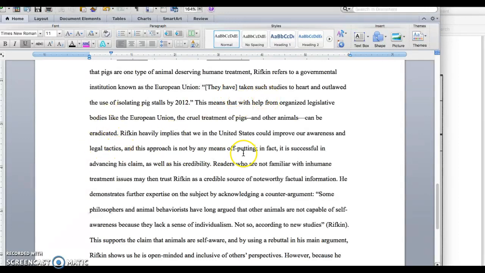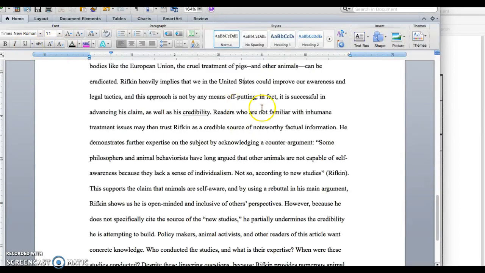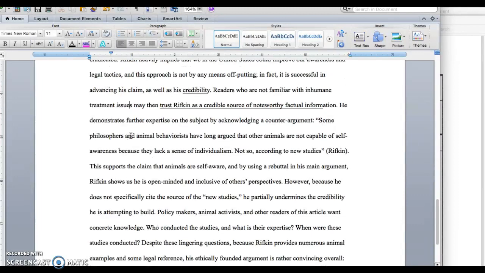Let's see, I mentioned credibility again. I mention trust and him being credible, but I'm using it in different ways. I'm not just repeating myself. I'm explaining it. And I talk about further, he's demonstrating his expertise on this subject.